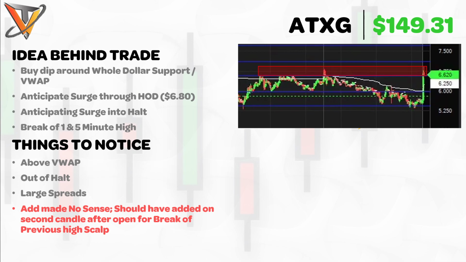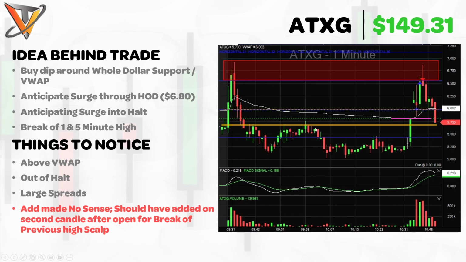Now the idea behind this trade, if you go ahead and open it here, was to buy around the whole dollar support and VWAP. So basically, it was fresh out of a halt and pulled back on me. I wanted to actually buy towards VWAP, but I was so late on it. The idea was to buy here and anticipate the surge through the high of day, which was the previous candle here. Or actually, no, it was this high. I'm lying. Okay, so this high.